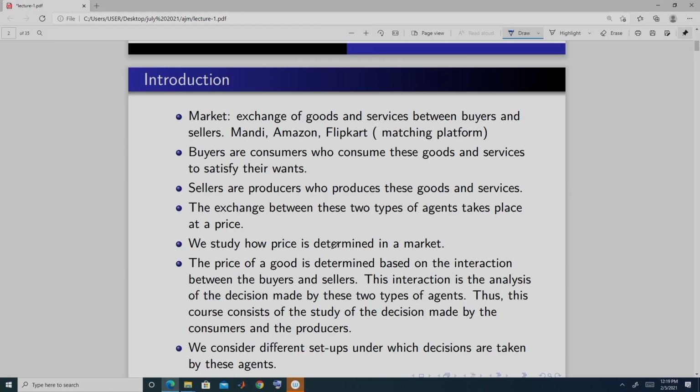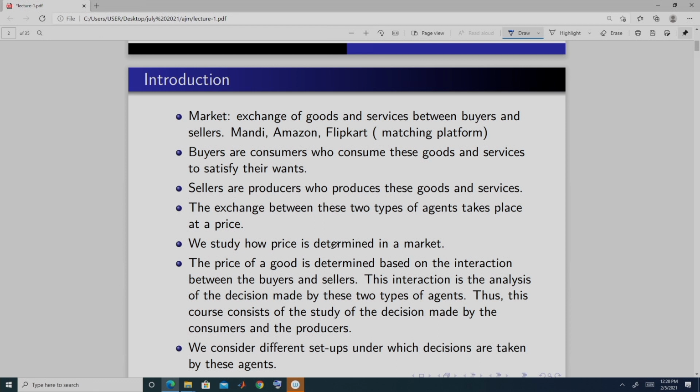Mainly, a market means it's a place of exchange of goods and services between buyers and sellers, like a mandi, where the buyers and sellers meet to exchange goods. Amazon and Flipkart are matching platforms where the buyers put up their demand and choose the supplier from which they want to buy their good, and the supplier provides them.